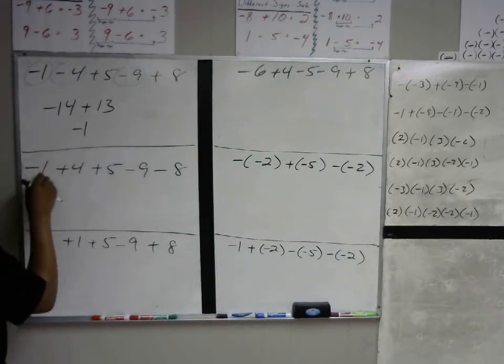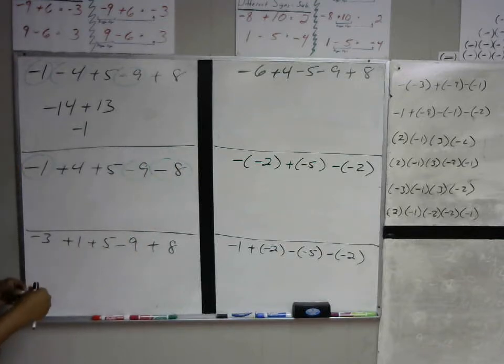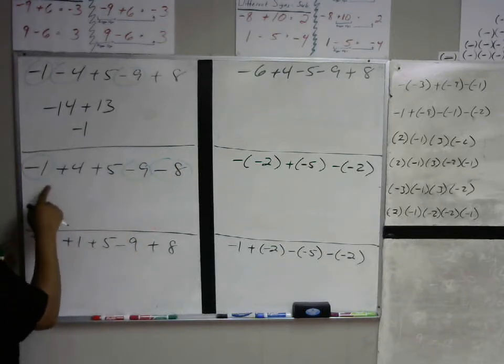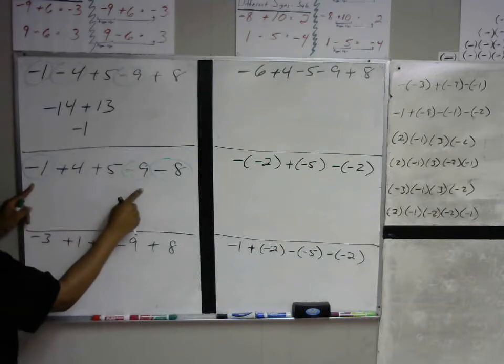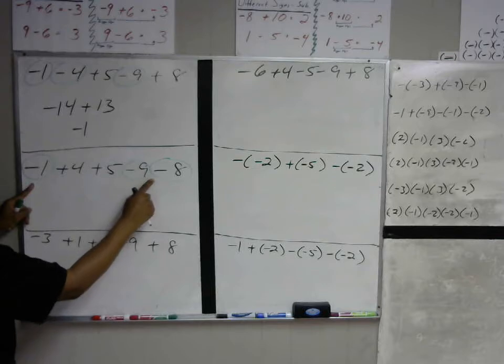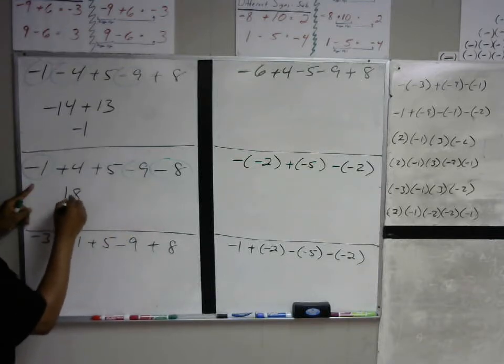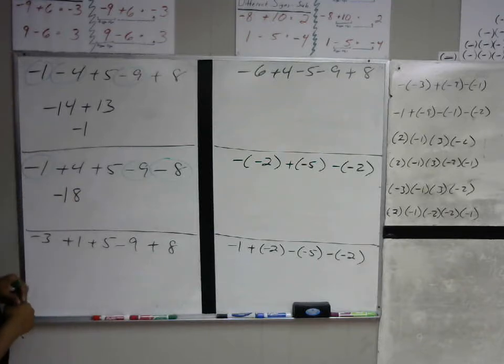Next, I'm going to find all my negatives. Those are the same signs, so -1, -9, and -8. Those are all same signs. So when I add my same signs, because same signs add, I'll get 1 plus 9 is 10, and then 10 plus 8 is 18. So this adds up to 18, and will be a -18.